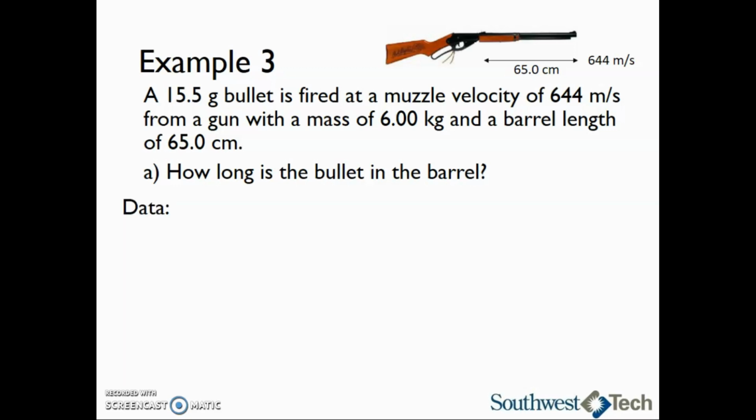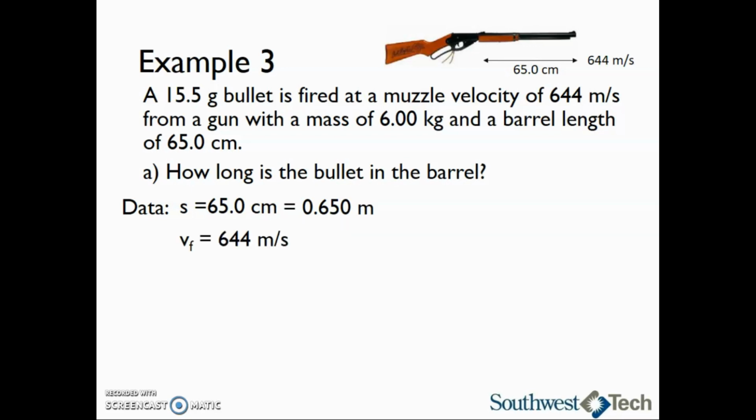We will first write down all of the data we are given. The distance the bullet travels will be the barrel length of the gun, which is 65 centimeters. Since we have units of meters per second and momentum should be in kilogram meters per second, we will convert our distance in centimeters to meters by dividing by 100. This gives us a distance of 0.650 meters. The final velocity is going to be the velocity the bullet exits the gun, which is 644 meters per second. The initial velocity of the bullet is 0 because before it is fired, it isn't moving.